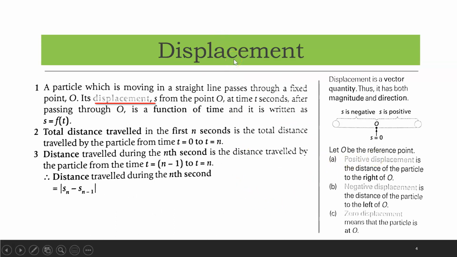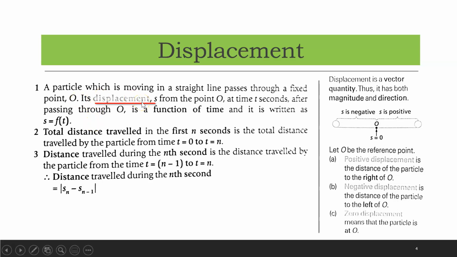Dalam bahasa Melayunya adalah sasaran. So let's see what it means by displacement. A particle which is moving in a straight line passes through a fixed point O. So we have one point O, okay? Point O ni yang asal dia. Tempat mula-mula particle tu berada.